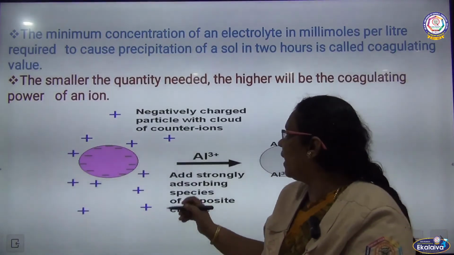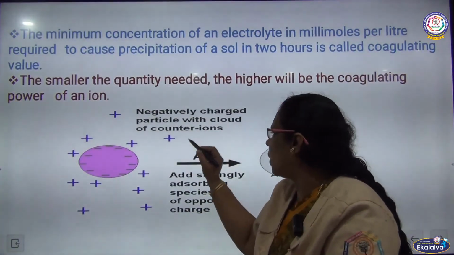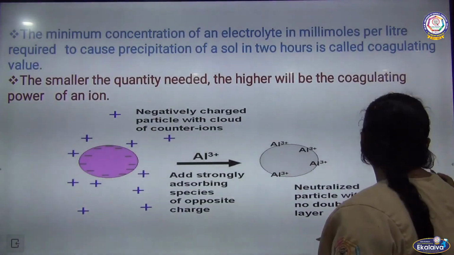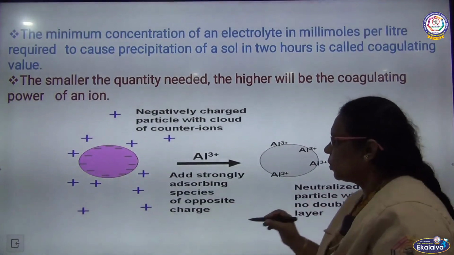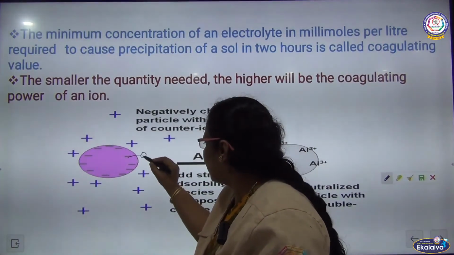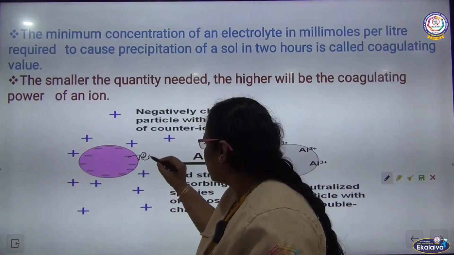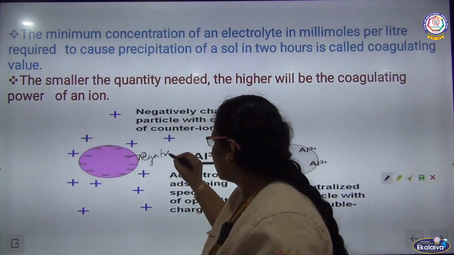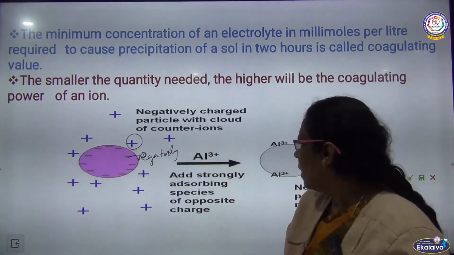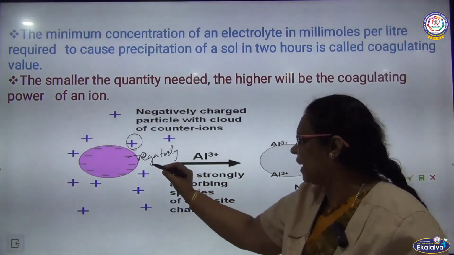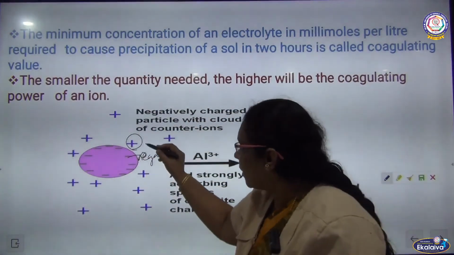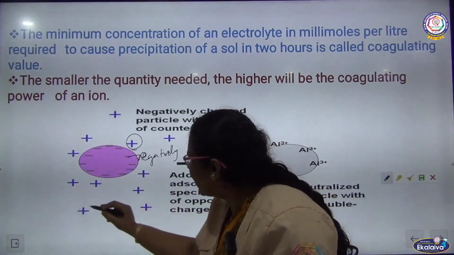So here we have a negatively charged particle with a cloud of counter ions. This is a negatively charged particle, so it attracts the counter ion. The counter ion is positive here, for example aluminum 3 plus. It is a negative sol. So what am I adding here? For precipitation, I am adding a positively charged particle.